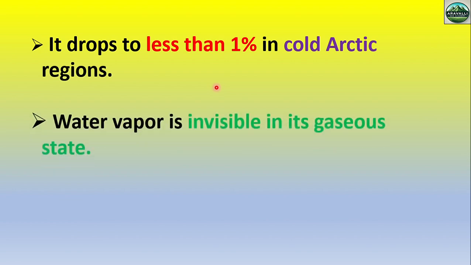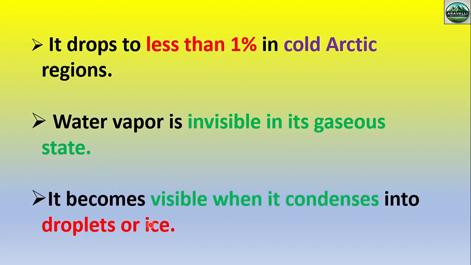Water vapor is an invisible gas in the gaseous state. Remember this factual point. Water vapor becomes visible when it is condensed into droplets or ice. Condensation is a process in which water vapor converts into liquid. Remember this factual point: what is condensation? Condensation is a process in which water vapor converts into liquid.